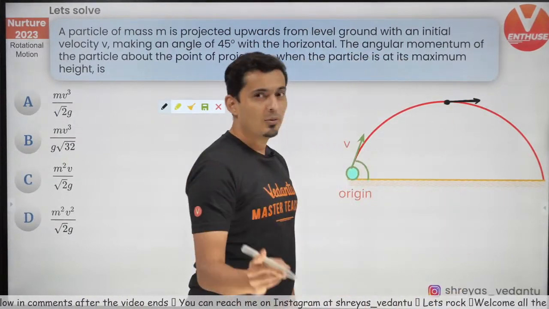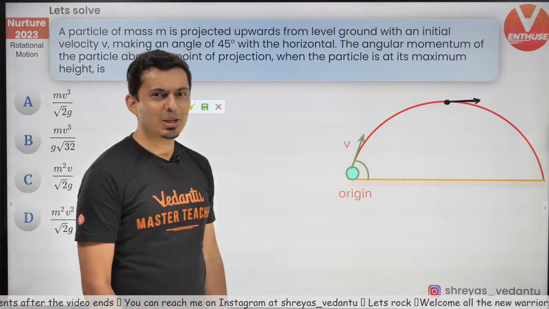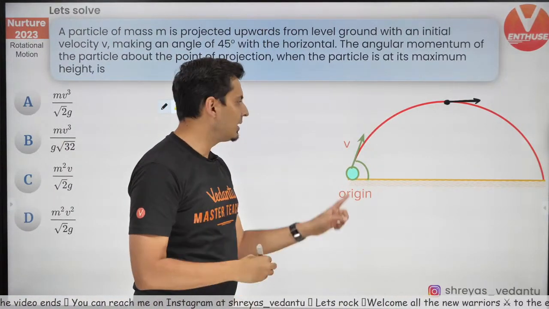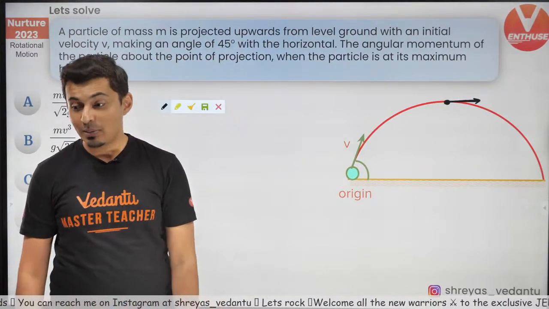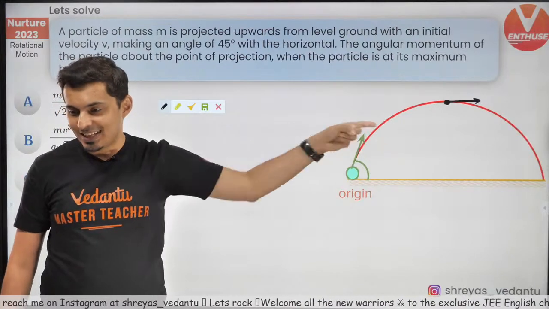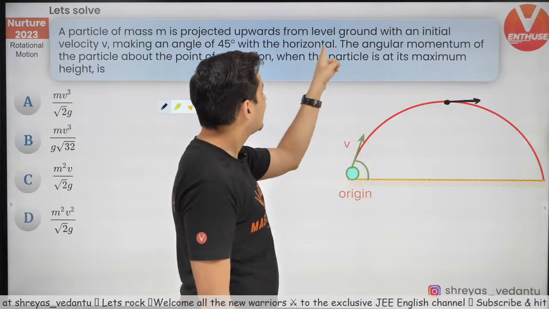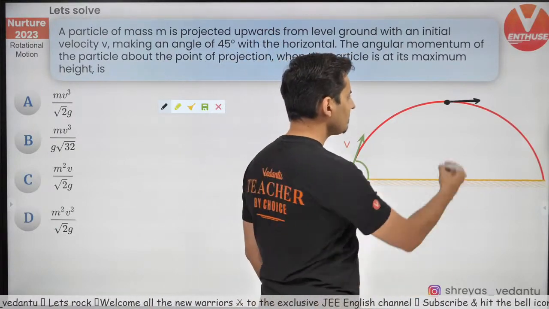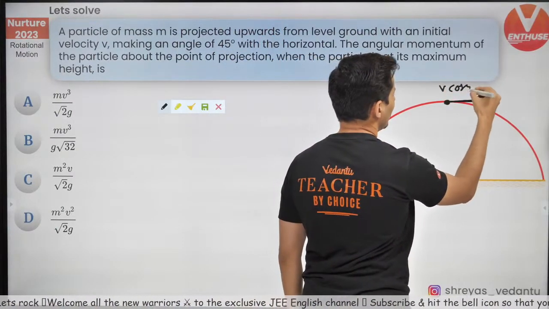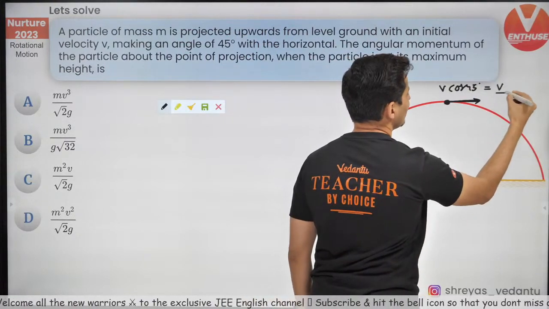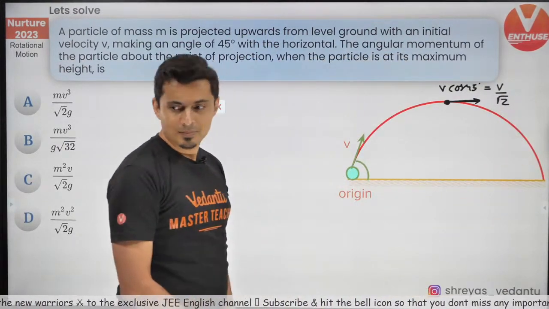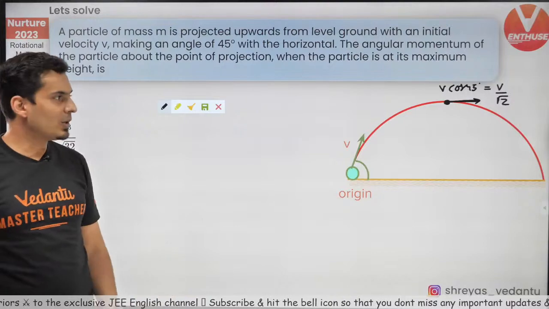Remind me, if you remember correctly from projectile motion, what is the velocity at the highest point if initial velocity is v? Only the x component stays. So what's the x component? v cos theta. Theta is 45, so it is v cos 45. Cos 45 is 1 by root 2, so this is v by root 2. Isn't that correct?